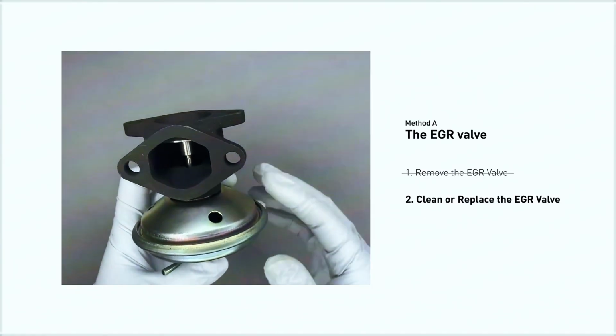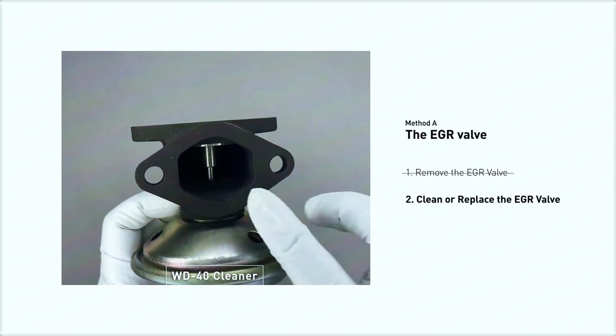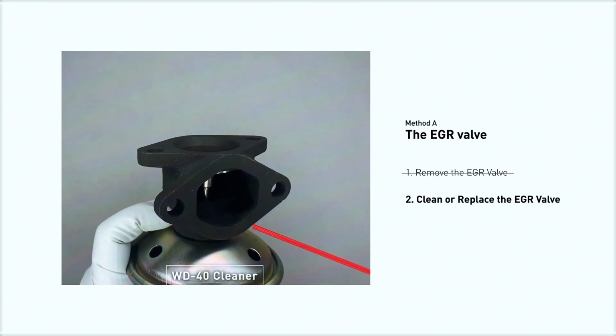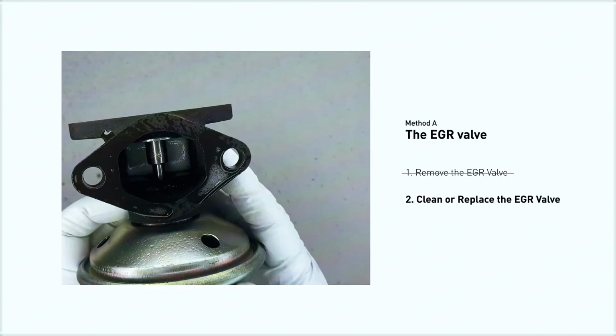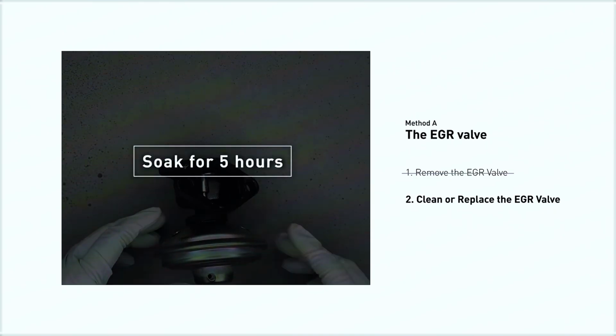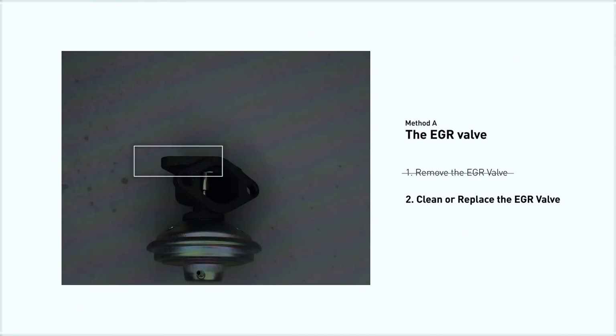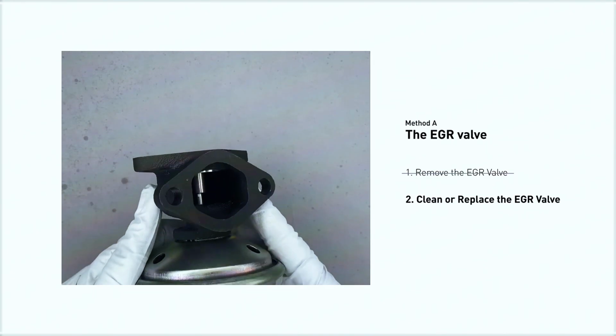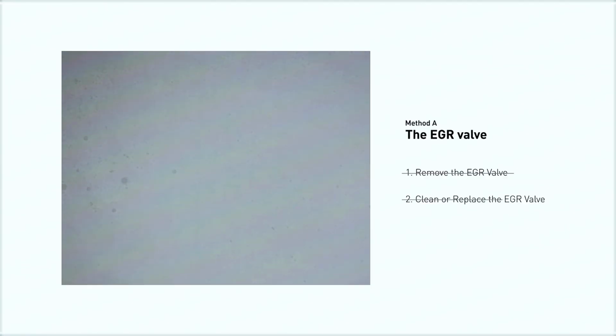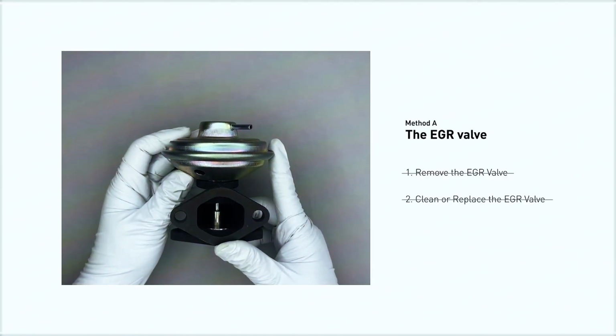Turn the EGR valve upside down and fill it up with the WD-40 cleaner. Let it soak for 5 hours for the solvent to get rid of all the carbon buildups. After the cleaned EGR valve gets dry, reinstall it back into the car. If it is too dirty to be cleaned, you may replace it with a new EGR valve.